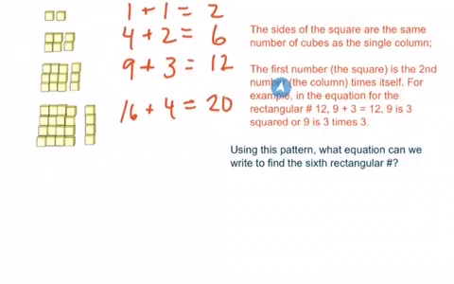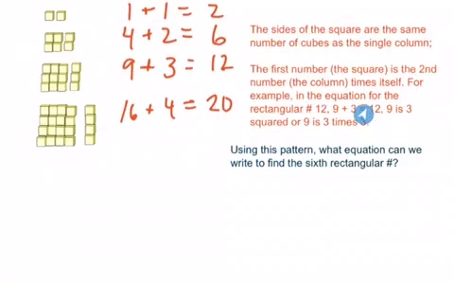Then how about this one? The first number, the square, is the second number, the single column, times itself. So for example, in the equation for 12, 9 plus 3 equals 12. So the 9 is this number times itself. 3 times 3 is 9. 2 times 2 is 4. 4 times 4 is 16. Okay, keep that in mind. You really need to let your brain think on that.